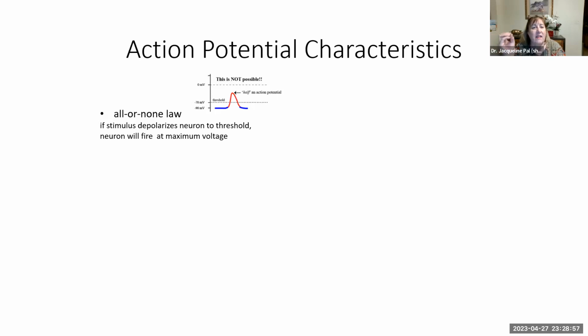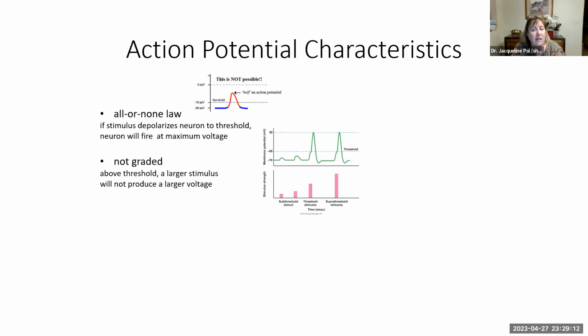But if the stimulus depolarizes and gets all the way up to minus 55 threshold, then the neuron will fire at its maximum voltage. You can't be halfway pregnant. You can't give half of a voltage. Above the threshold, as I said before, a larger stimulus is not going to produce a larger voltage change.